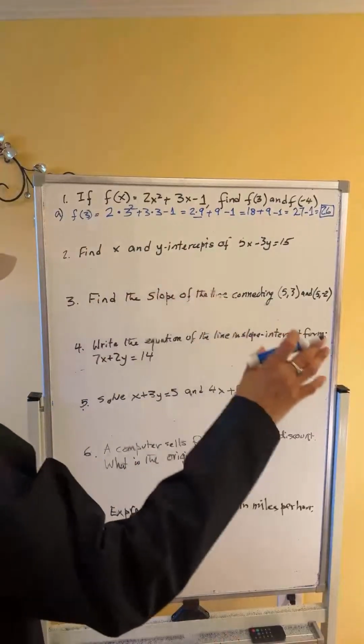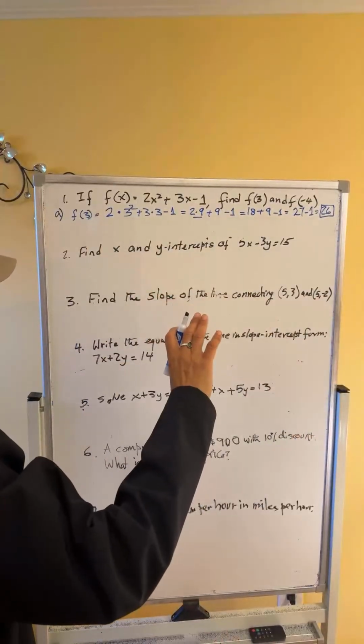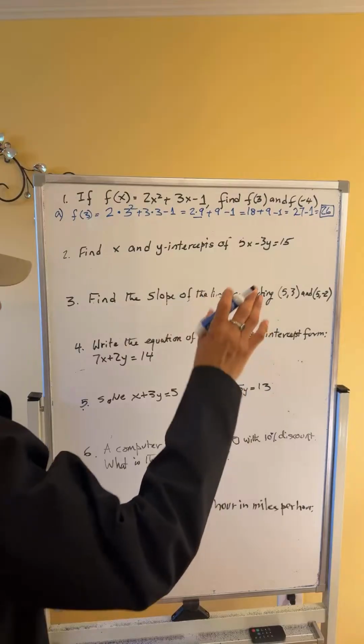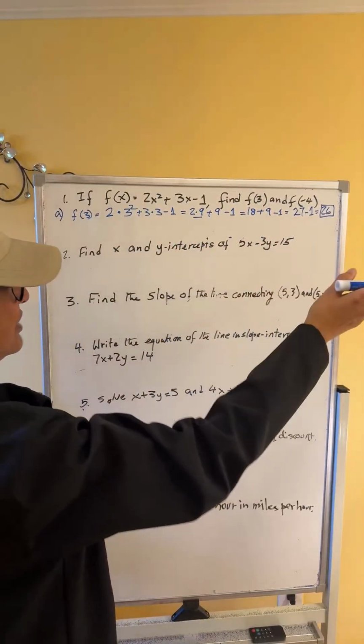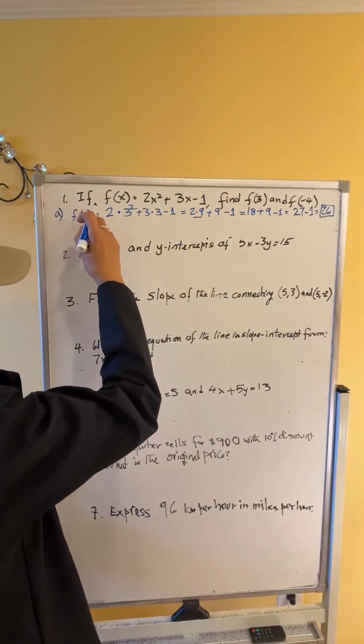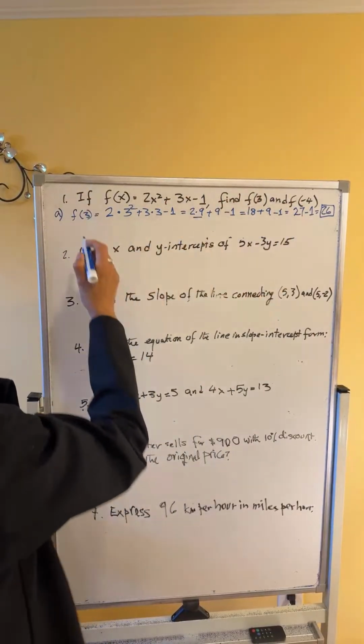Okay? Remember, x is the independent variable, y is the dependent variable. So the ordered pair in this case will be (x, y), (3, 26). f of x is the same as y.